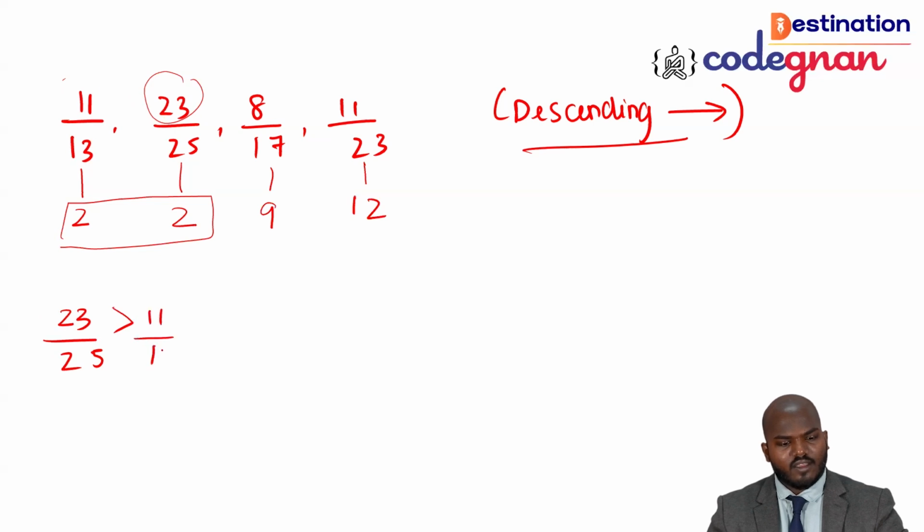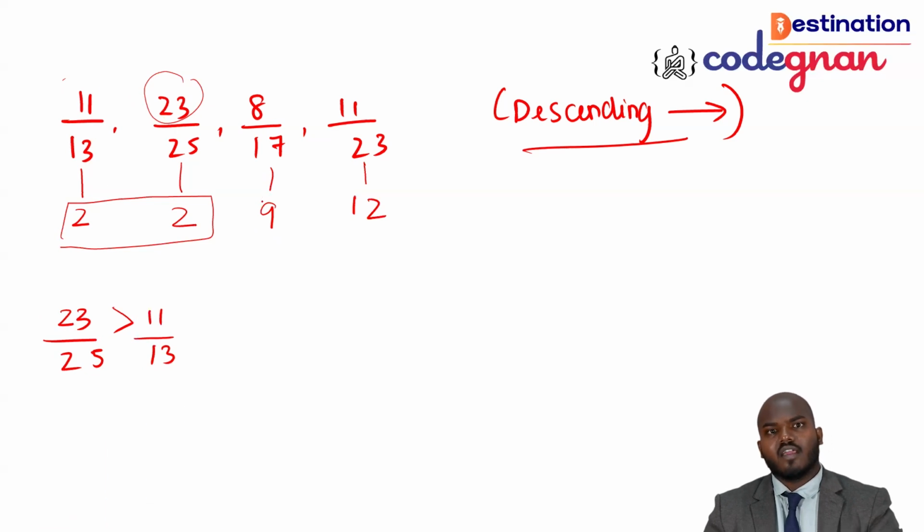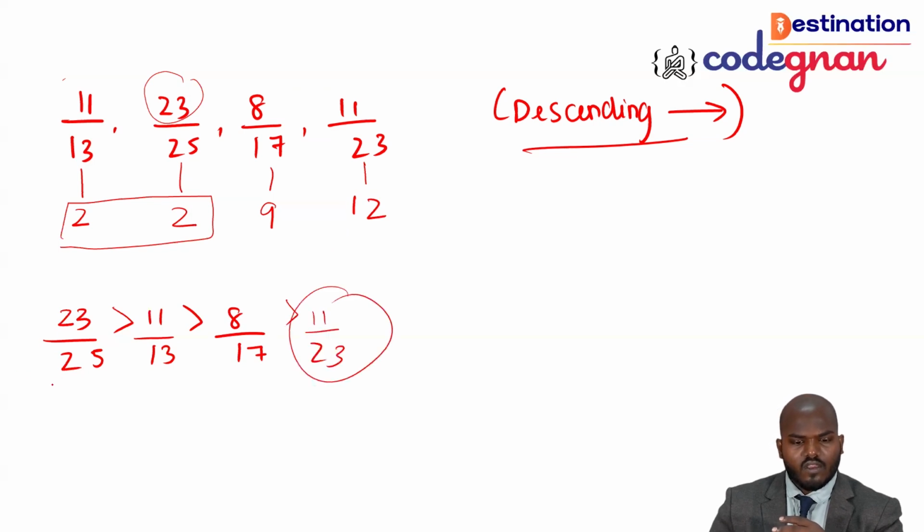11 by 13 then. Okay, and here, which is the next smallest value? 9 is the next smallest value, so that is the next biggest fraction there. That is 18 by 17 then. And 12 is the last difference here in this place. So we can call it 11 by 23 that will come here. This is how we tell the answer.